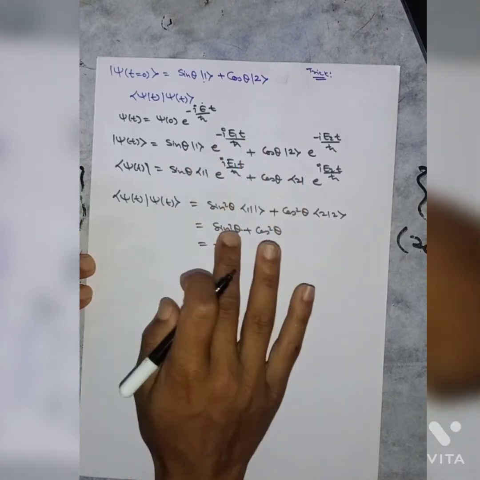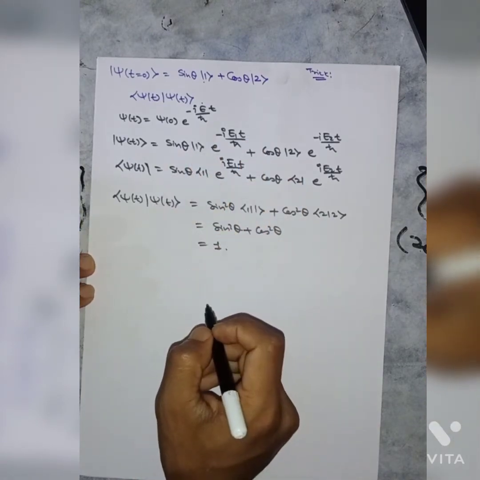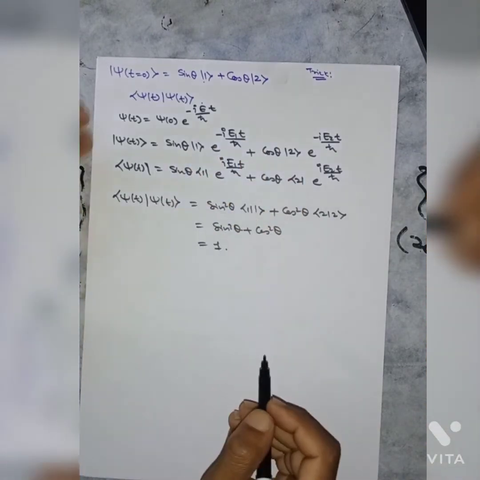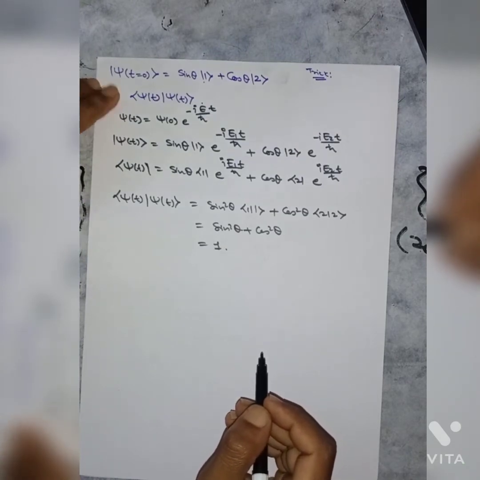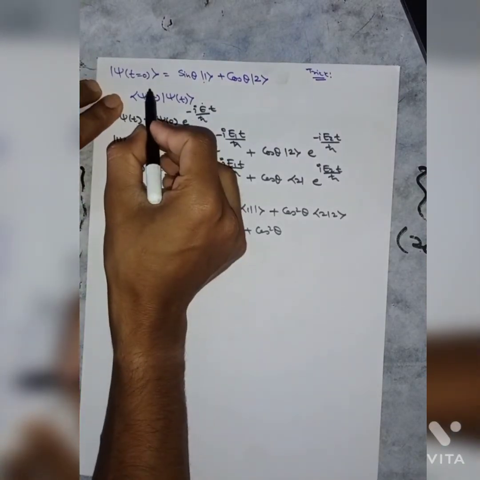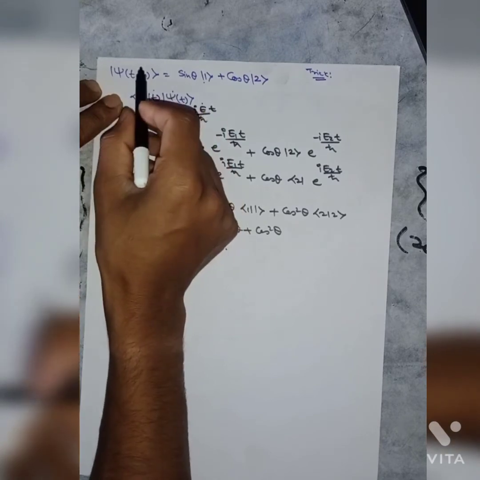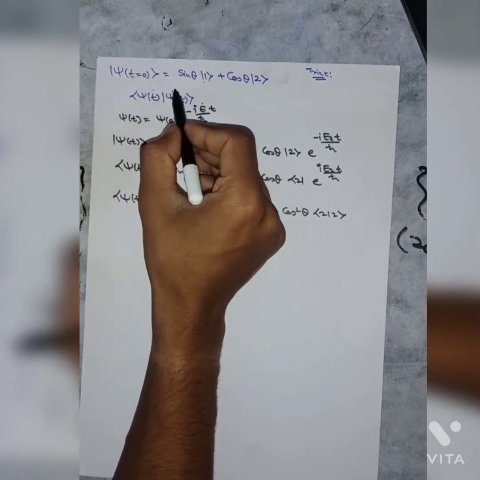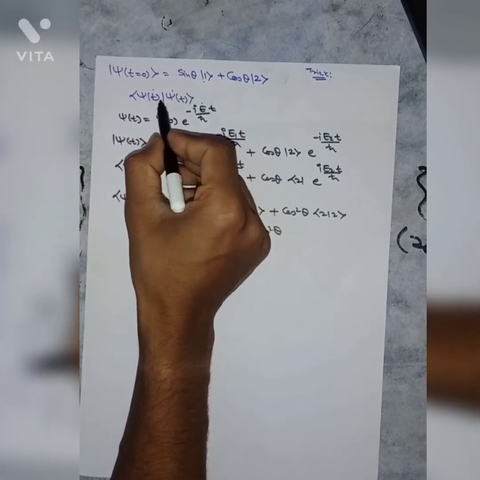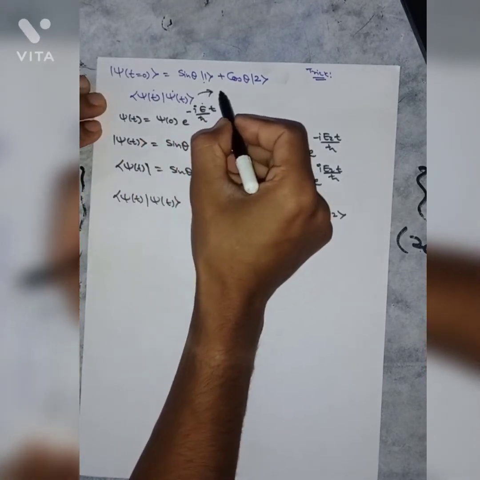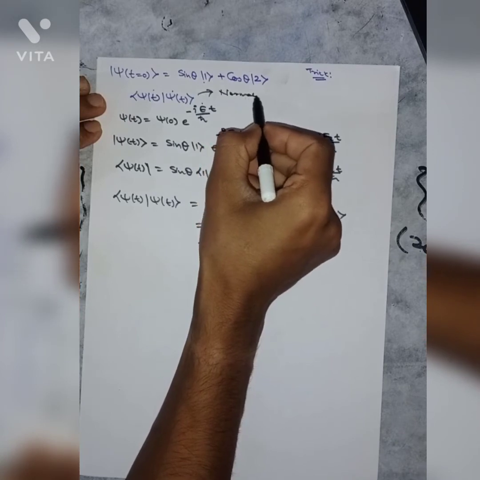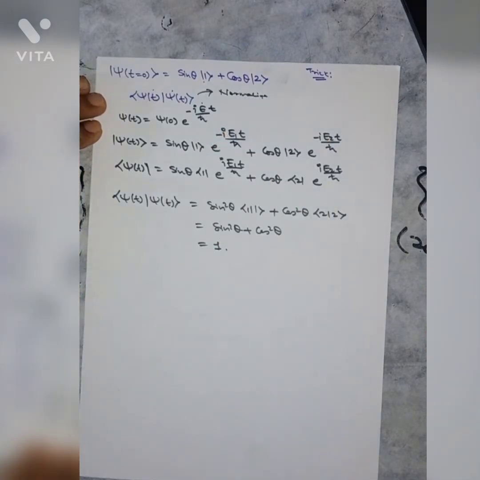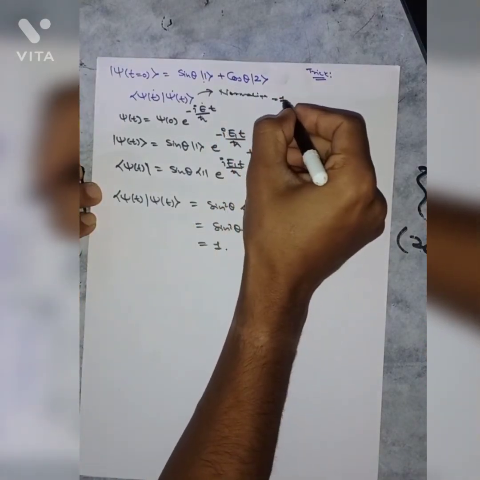This was the detailed method, but the trick is that the wave function is always normalized. If it is normalized at the initial time, then at a later time it will also be normalized. So this is a case for normalization. So its value will be equal to 1.